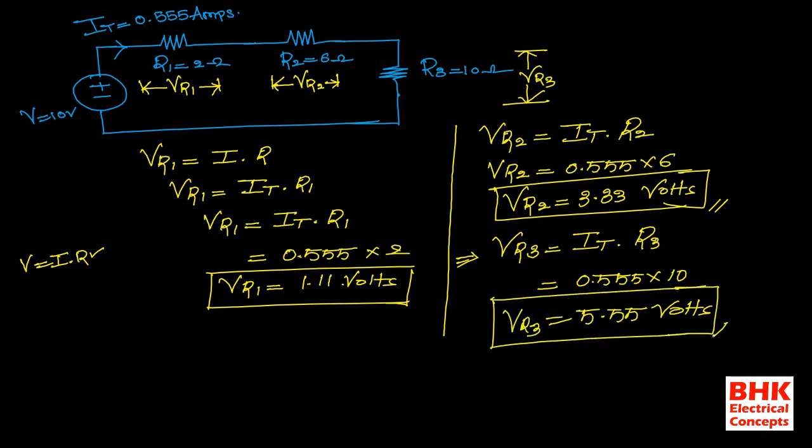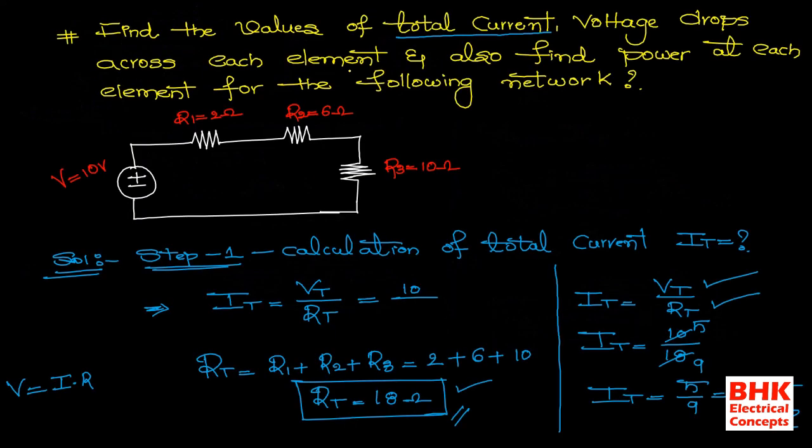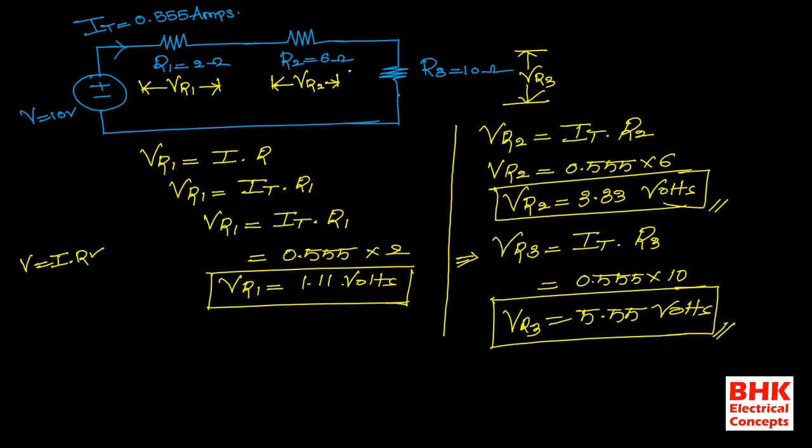This is the manner in which we need to find the voltage drop across individual elements. Whenever we calculate the voltage drop across any element, first we calculate the total current flowing in the network. Whatever procedure we followed here, the same procedure we follow to get the value of total current IT. After getting the total current, we calculate the voltage drop across individual elements like this.